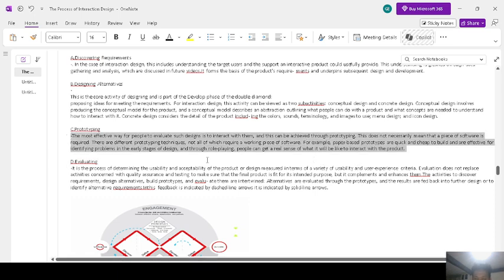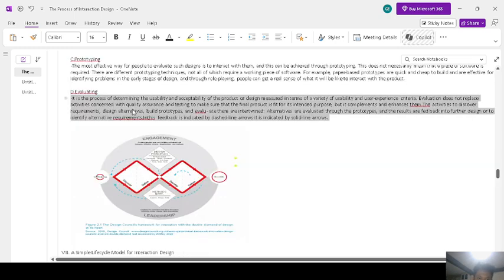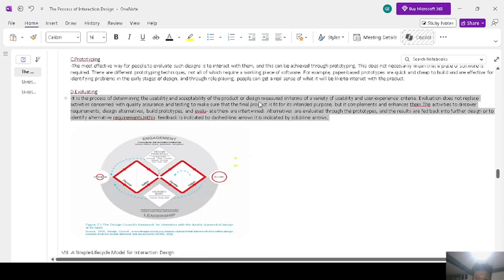So prototyping, like I've said before, does not necessarily mean real software, but it could be something written and debated by your team members, quick and cheap to build, or user personas that represent the early stage, or role playing. Evaluating is the process of determining the usability and acceptability of the product or design, measured in terms of a variety of usability and user experience criteria.